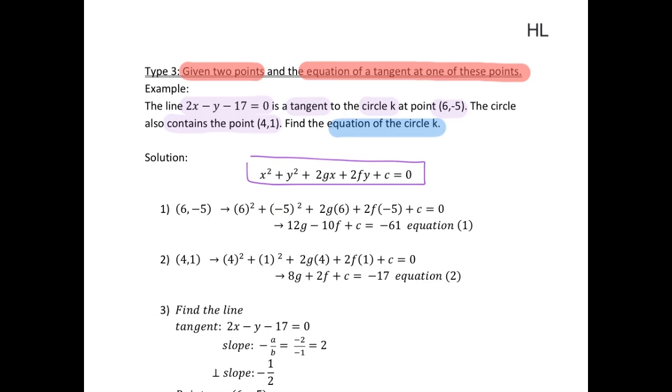We end up with our first equation, call it equation 1, 12g minus 10f plus c equals minus 61. So that's equation 1. Filling in our point (4, 1), so x is 4, y is 1, we get a second equation, 8g plus 2f plus c equals minus 17. Call that equation 2. And now the last thing we need to deal with is this tangent line 2x minus y minus 17 equals 0.